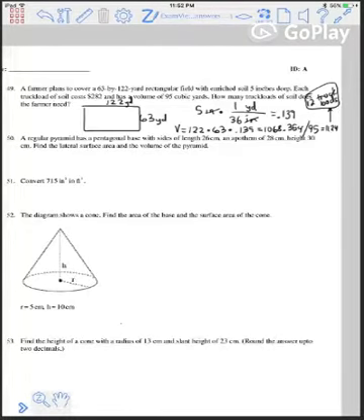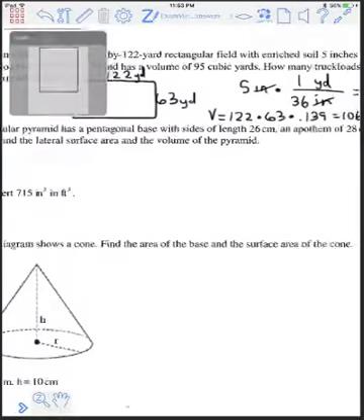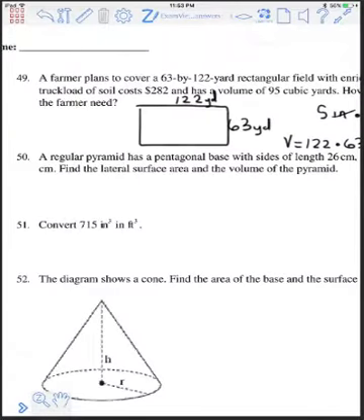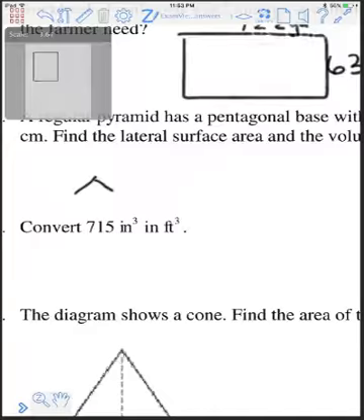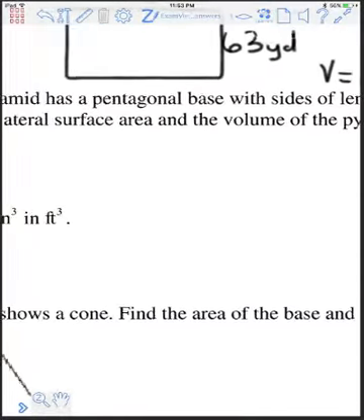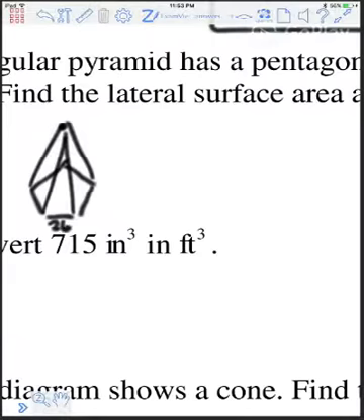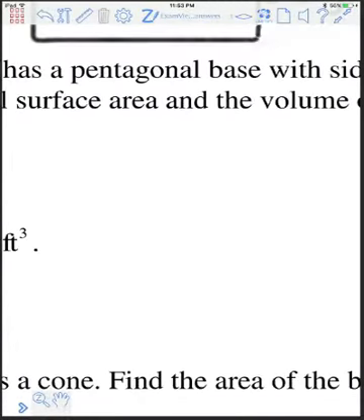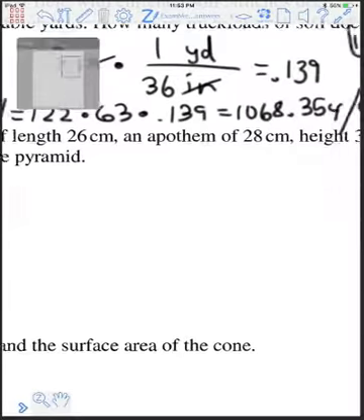Alright. Regular pyramid has a pentagonal base with sides 26, apothem of 28, and a height of 30. Find the lateral surface area and the volume of the pyramid. So there's the polygon. We've got this pyramid. Said it has a side length of 26. The apothem there is 28 and the height is 30.